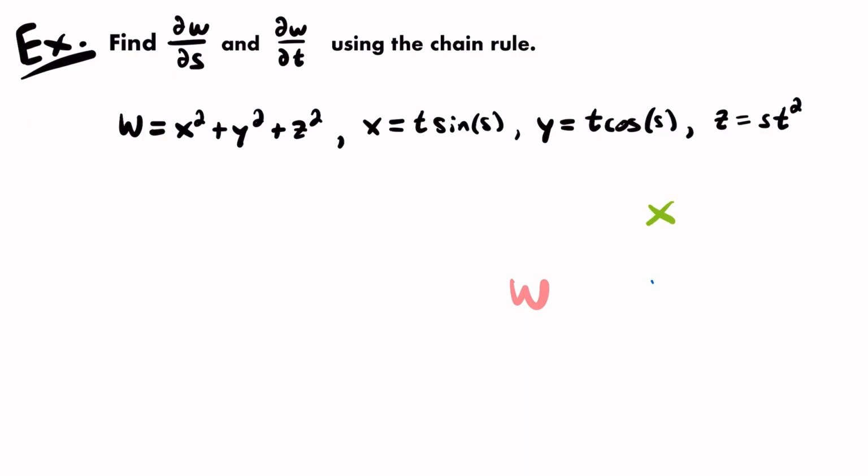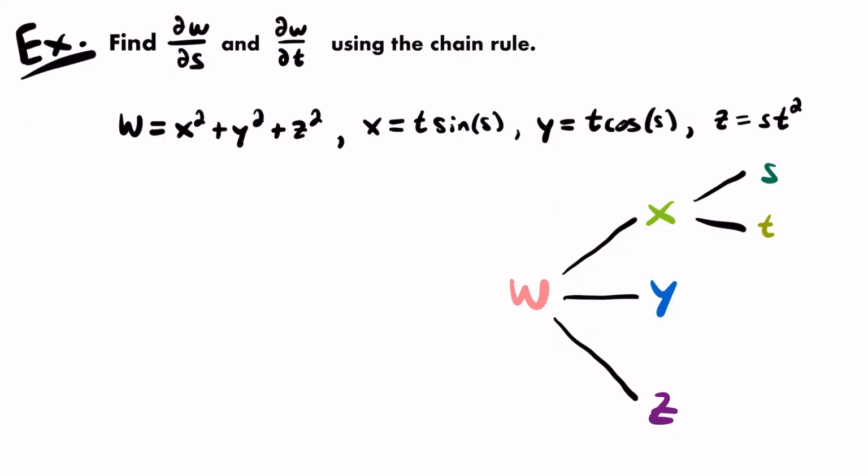We have x, y, and z. So from w, we can take a partial with respect to x, with respect to y, or with respect to z. And then for each of those intermediate variables, there are two independent variables of s and t. So from x, you could take a partial with respect to s, or take a partial with respect to t. And you could do the same thing for y. You can take a partial with respect to s, or a partial with respect to t. And the same thing for z. You can take a partial with respect to s, or you can take a partial with respect to t.